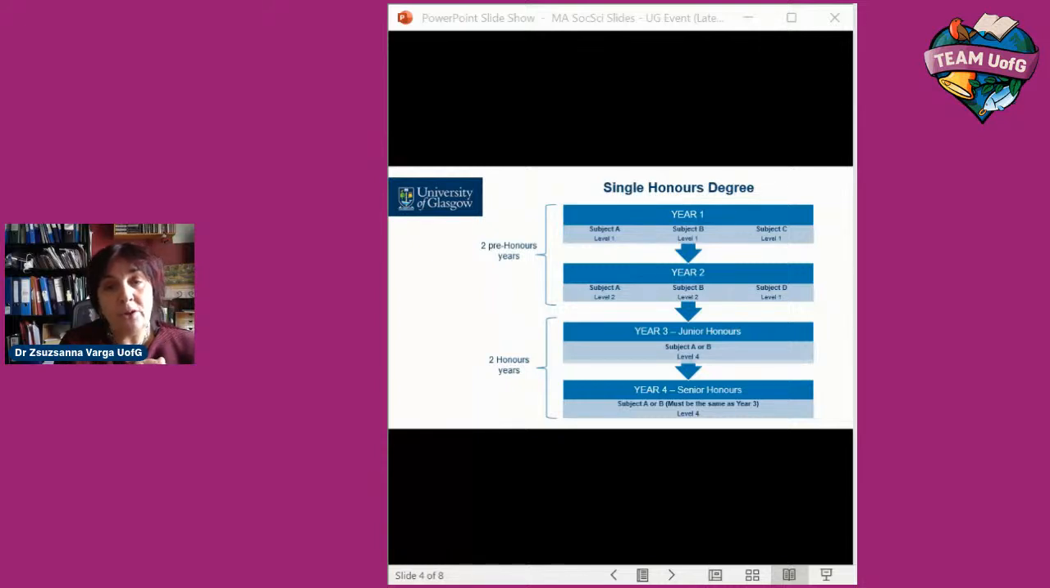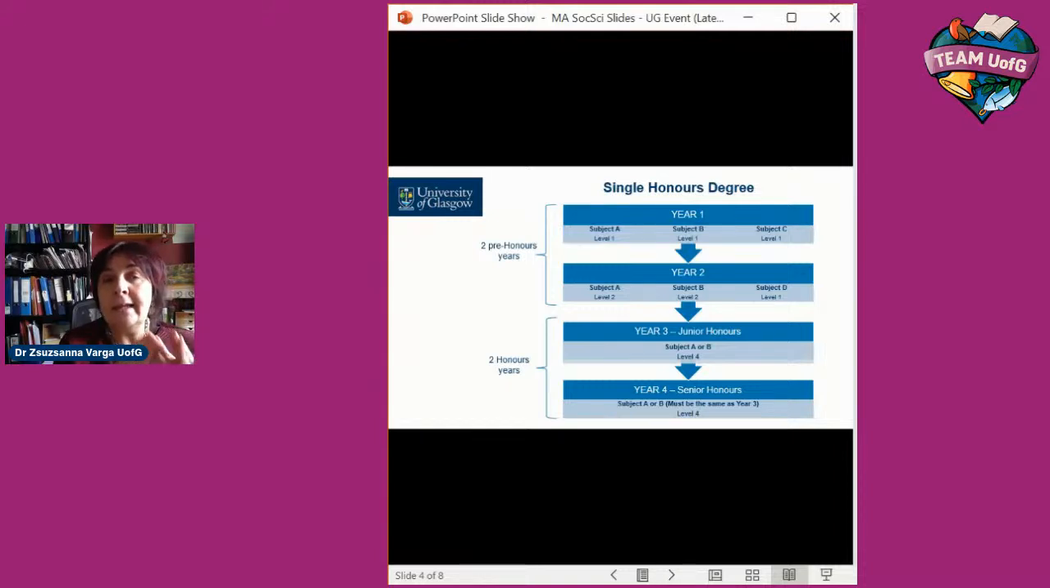So if you assume that you met the entry requirements to honors in both of your subjects, which in our case were politics and sociology, basically you have two choices. You either do a single honors degree or you do a joint honors degree. If you want to do a single honors degree, you will choose to continue either politics or sociology, to continue your example, and you devote yourself, let's say, to sociology in the junior honors year, and you devote yourself to sociology also in the senior honors year.